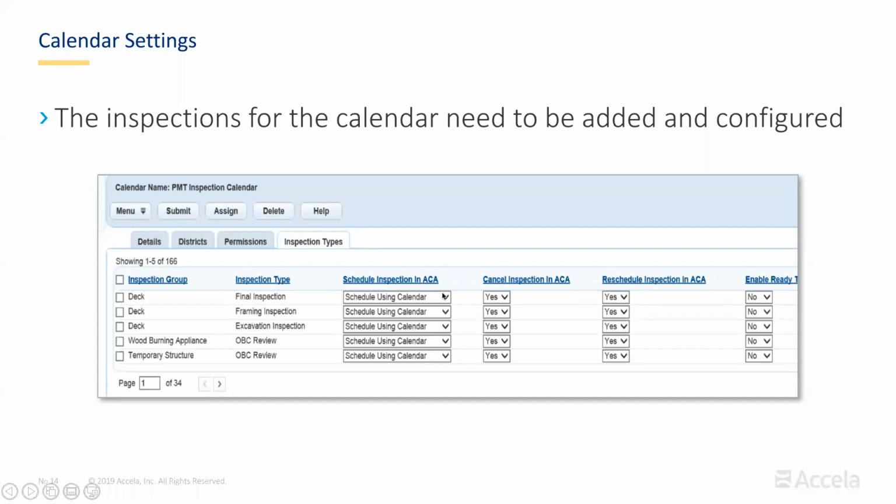Some things here you can set. Schedule inspection in ACA: this one is set to schedule using calendar for today. You can set if that inspection can be canceled or rescheduled by the public user. You can set those up per inspection, how you want them to be. This is the default: cancel, reschedule, or set to yes, enable ready. I can't remember the rest of that, set to no. And we'll look at this a little bit more coming up as well.